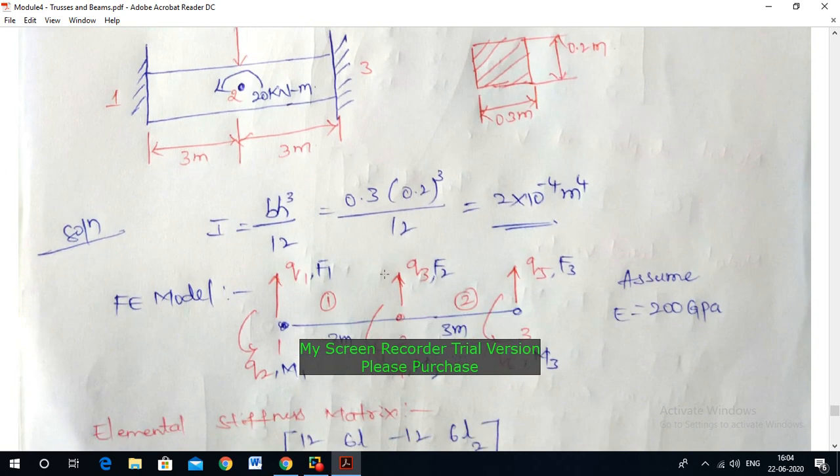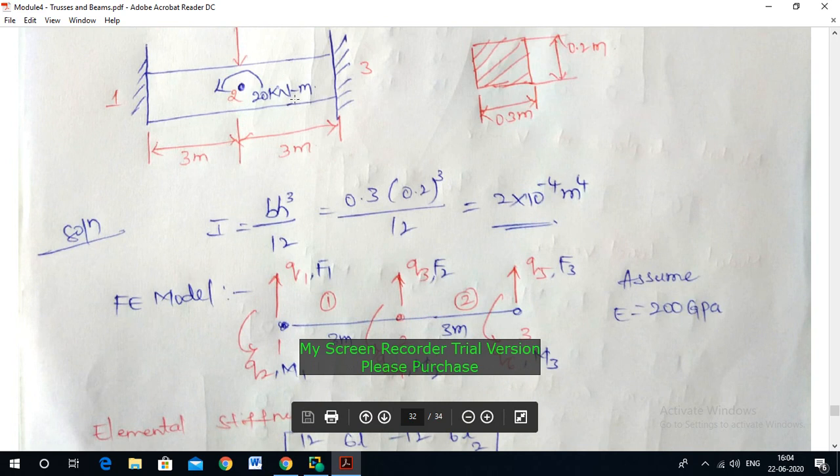because in this problem Young's modulus is not given. At node 2 the moment applied will be in the anti-clockwise direction. Always, if the moment is applied in the anti-clockwise direction we should take it as a positive value. If the moment is applied in the clockwise direction we should take m as a negative value.